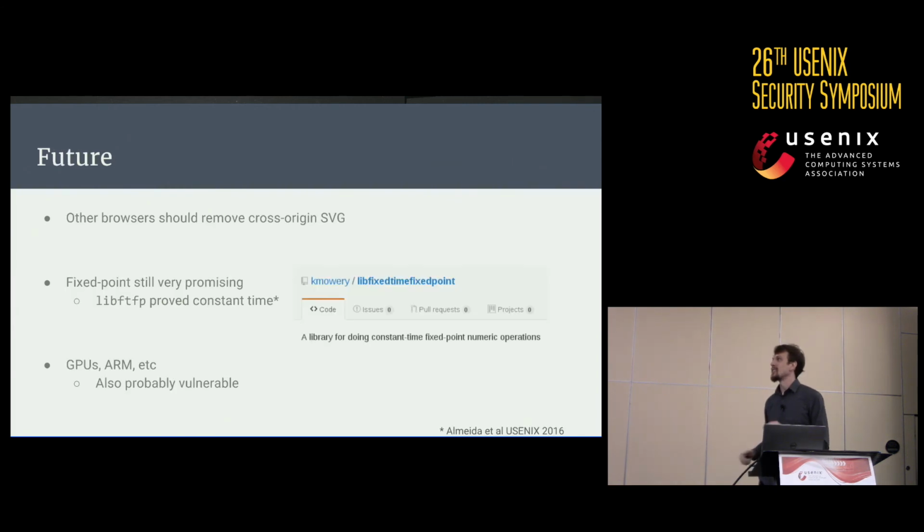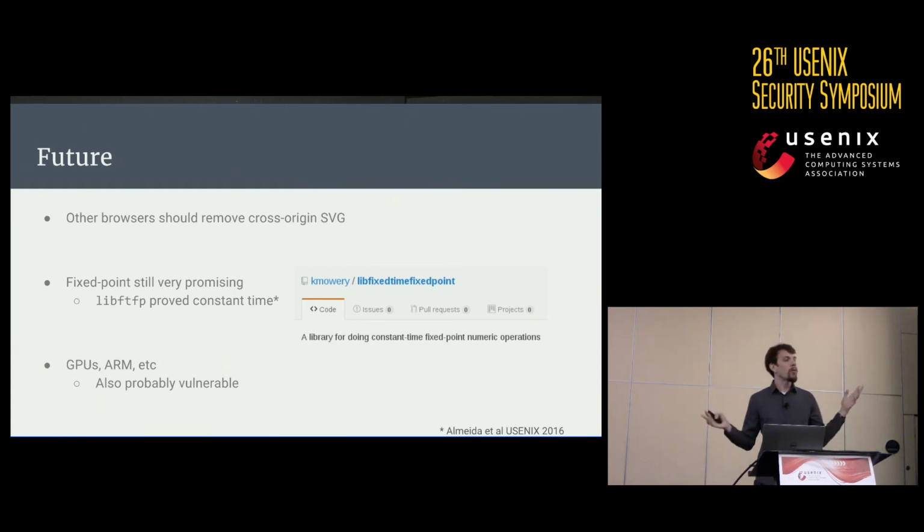Along these lines, going forward, if you're a browser vendor and you work anywhere near the graphics stack, I would love to evangelize removing cross-origin SVG filters to you. They shouldn't be there. They let you compute over foreign pixel data with attacker-controlled values. Fixed point, if you need to do non-integer math, still looks like a really promising candidate. Previously, we actually released a fixed time, fixed point math library, and last year at USENIX, another group proved it could be constant time, which is really neat.